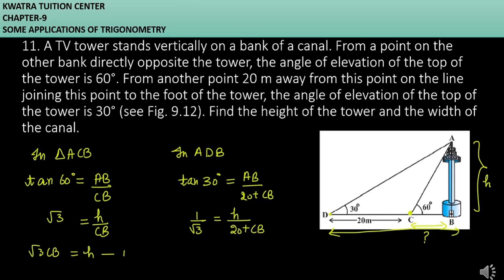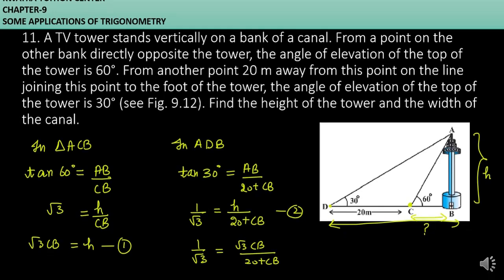We will substitute the value of H into the second equation so that we can find the value of CB. So this is 1 over root 3. What is the value of H? Root 3 CB, and 20 plus CB in the denominator. Now we solve this using the crisscross method so that we can find the value of CB first of all. It will be 20 plus CB on the left side. On the right side it will be 3 CB, and you will get 20 equal to 2 CB. And the value of CB comes out to be 10 meters. So CB is 10.